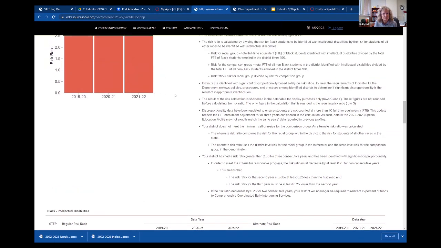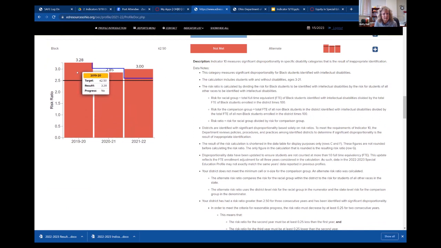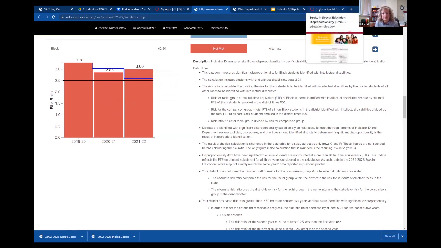Let me scroll here a little bit so you can see. And so for this particular district, we were at 3.28. In the 2021 reporting period, they did drop down to 2.85. And then for the third year, 21-22, they did go back up to 3.0.